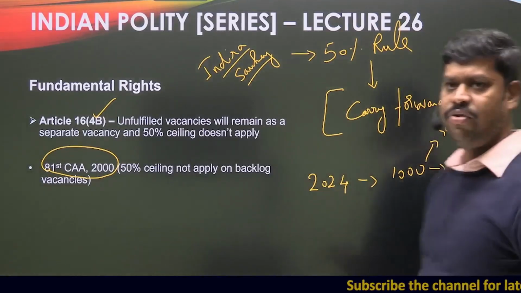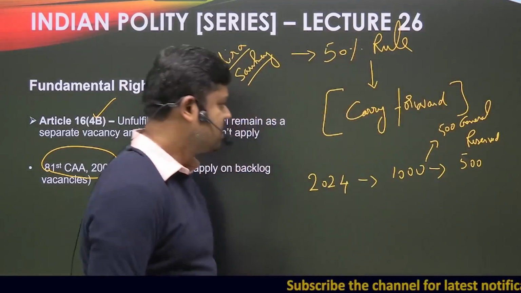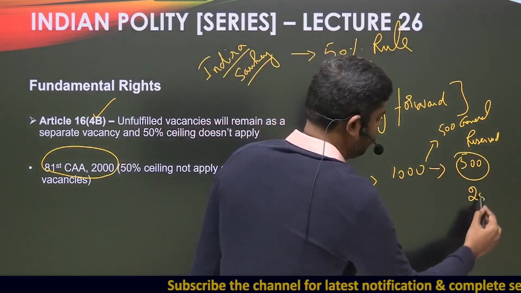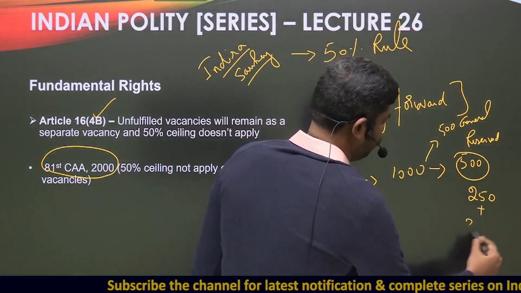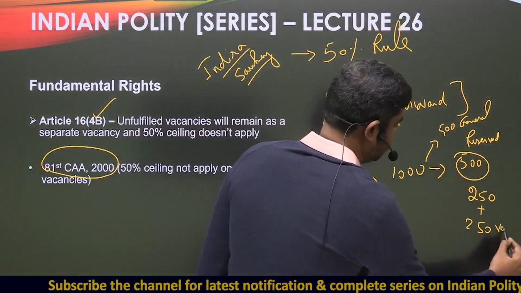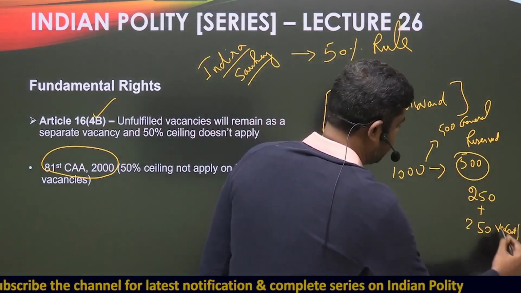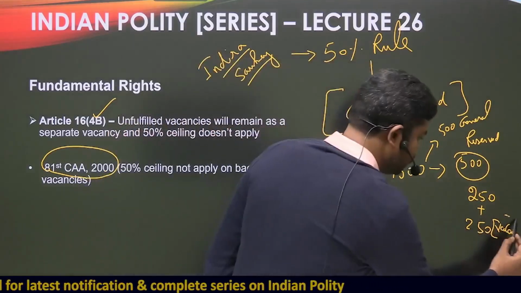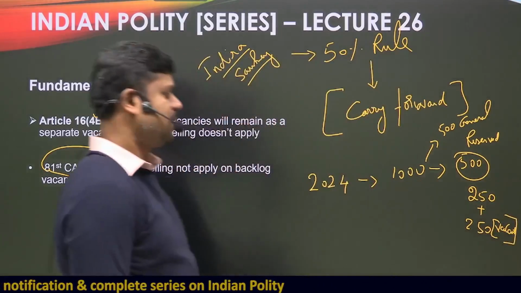Of these reserved vacancies, which is 500, let us assume only 250 are filled. That means another 250 are vacant because suitable candidates were not there, so they lay vacant. Okay, so this is the understanding you should have. They lay vacant because there were no suitable candidates.